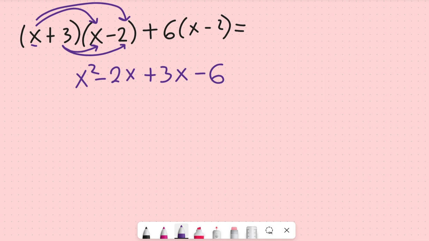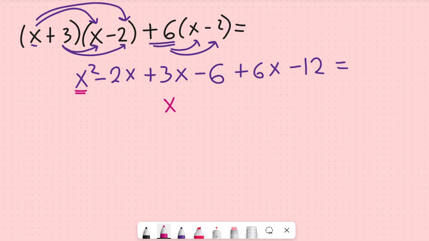Excellent. Then we multiply this one by both of them. So 6 multiplied by x will be 6x. And finally 6 multiplied by negative 2 will be negative 12. All right. What we have to do now is collect like terms. So for example, x squared, we have no other x squared, so it stays the same. Minus 2x plus 3x and plus 6x.